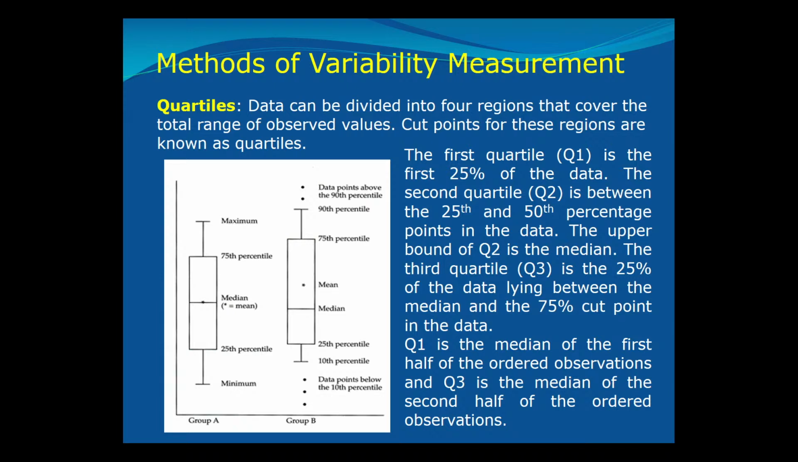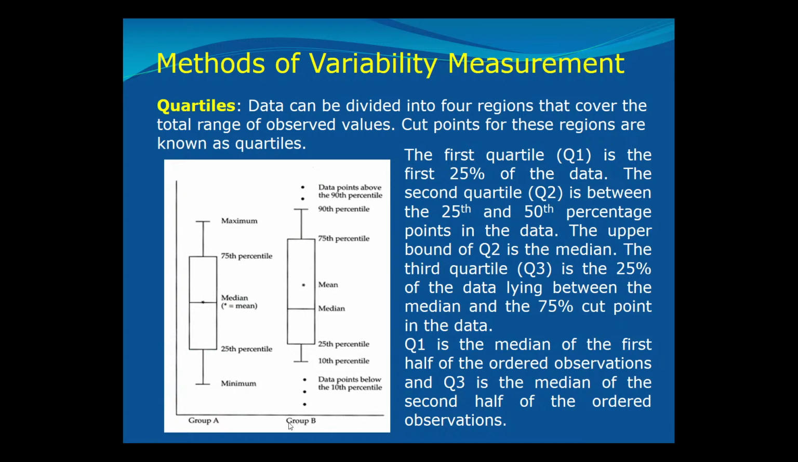Quartile 1 is the median for the first half of the ordered observations, and quartile 3 is the median of the second half of the ordered observations. This is the explanation of the box and whiskers plot for group A.